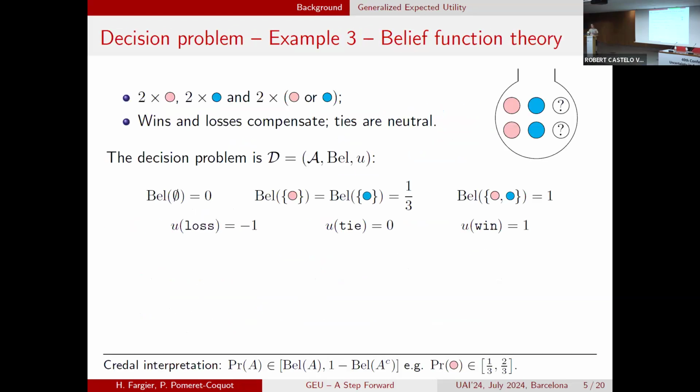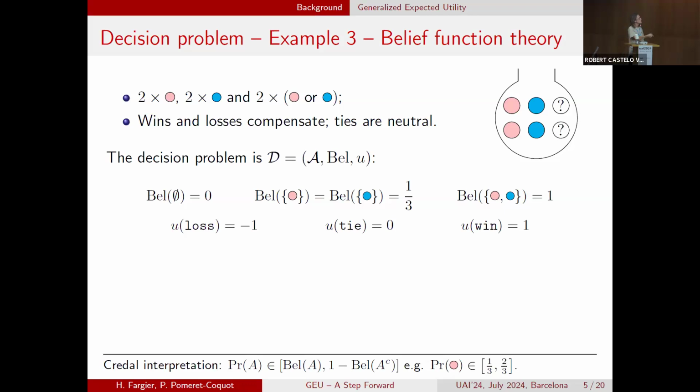Now consider this third example in which we have partially precise and partially imprecise knowledge. We know there are 6 balls in the urn. 2 are pink for sure. 2 other balls are blue for sure. And the 2 last balls may be either pink or blue. So this kind of knowledge is perfectly well captured by a belief function.